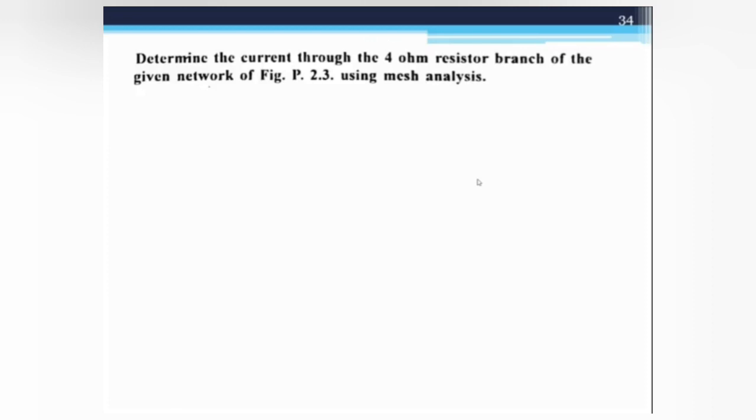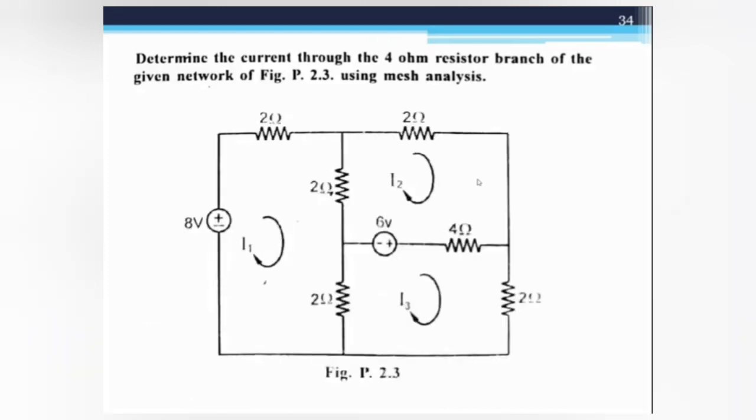Another example: determine the current in the 4 ohm resistor branch of the network shown below using mesh analysis. Here the circuit is given. Again there are 3 loops, so 3 mesh currents I1, I2 and I3. The first step is to apply KVL at the first loop, that is 8 equal to 2I1 plus 2(I1 minus I2) plus 2(I1 minus I3).